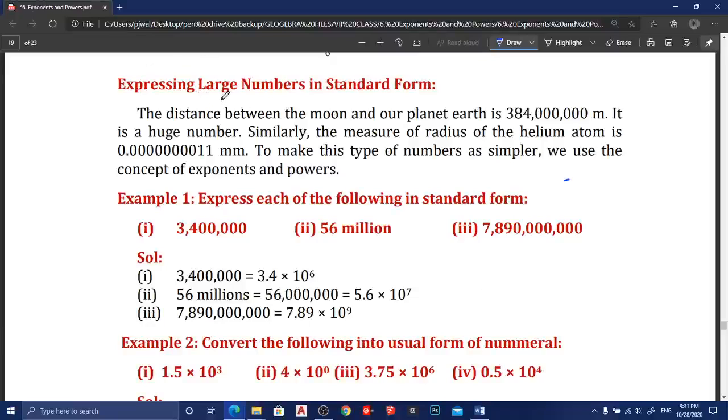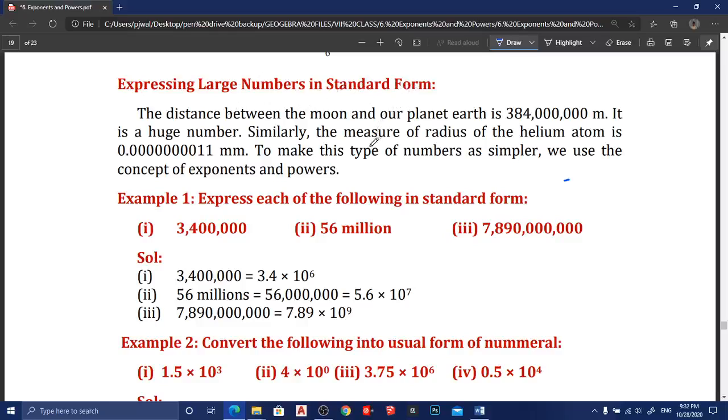Up to now, we have solved the problems in exercise 6b in the exponents and powers of powers chapter. Now we are going to learn the new concept, which is expressing large numbers in standard form.